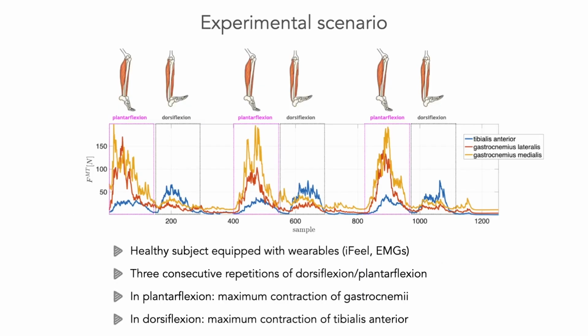A healthy subject equipped with the wearable distributed sensors performed 3 consecutive repetitions of dorsiflexion and plantar flexion task. During plantar flexion, the gastrocnemii contract, and their force is higher than the tibialis force. Dorsiflexion, on the other hand, leads the tibialis anterior to contract, and its force to increase more than the gastrocnemii.